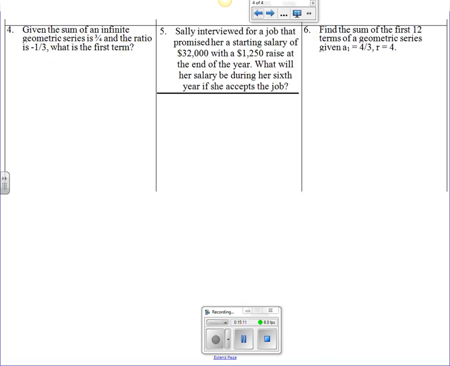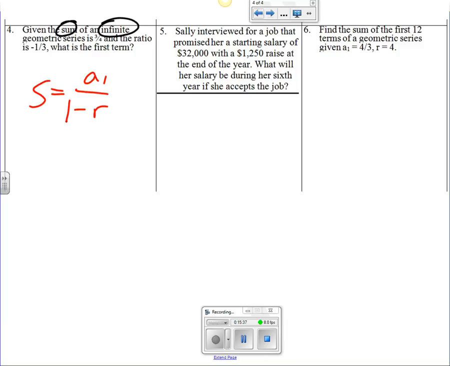Okay. Anybody need more time to write? Oh, so polite. 3 left. Number 4, given the sum of an infinite geometric series is 3/4 and the ratio is -1/3, what is the first term? Ashley, what should we circle? Good. So, Cole, what formula are we using? Yes. So, there's only one for infinite.